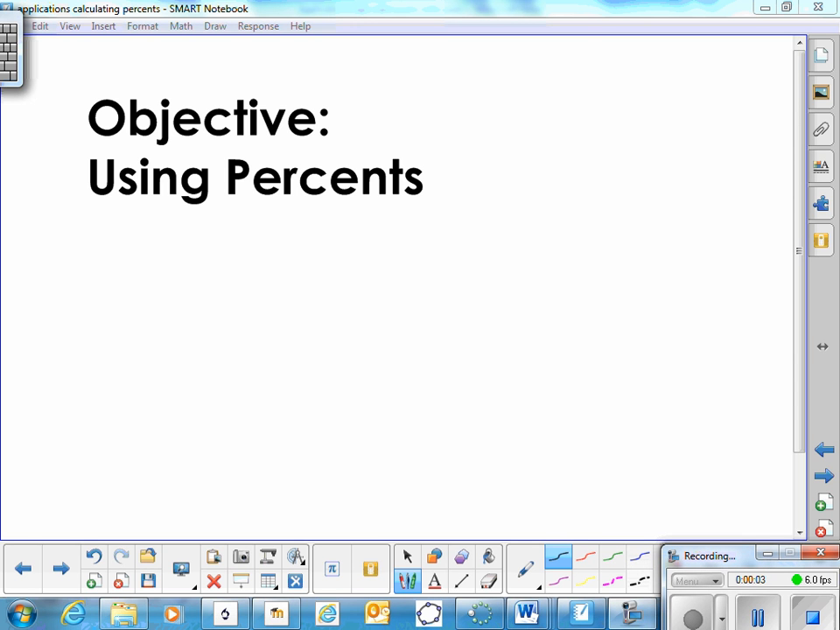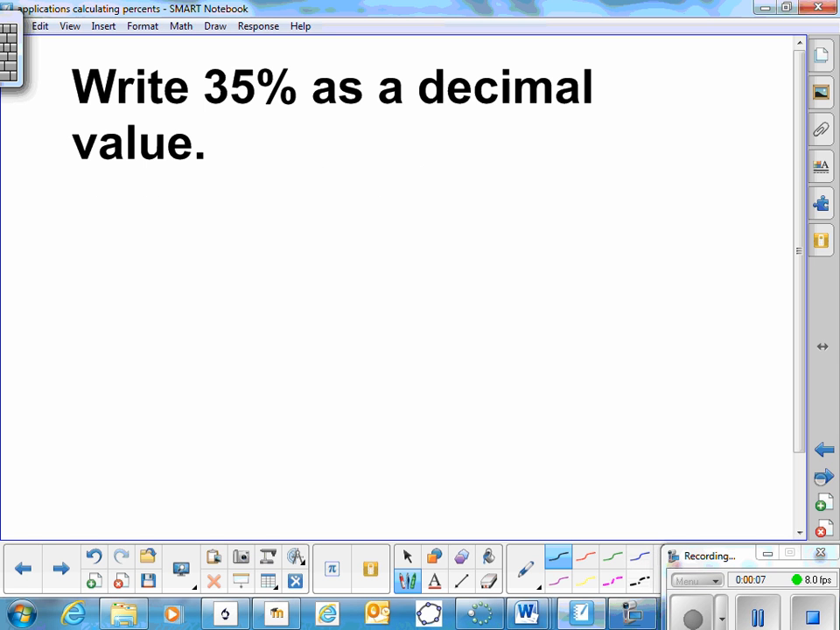This video clip describes how to use percents. We'll use a few examples. First, let's figure out how to write percents as a decimal.